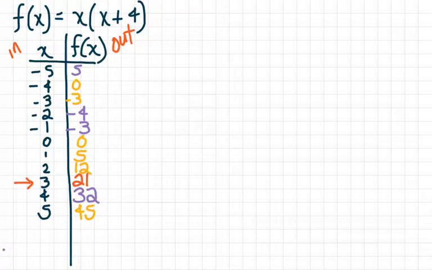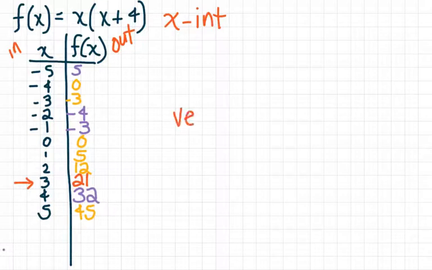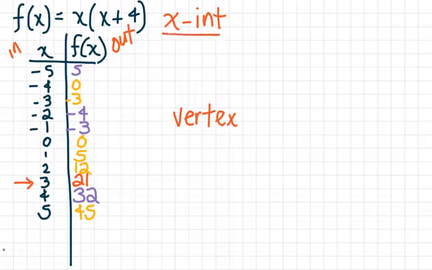So now what we're going to be doing is looking at our table, and we are going to figure out from looking at the table what the x-intercepts are. In addition to the x-intercepts, we're also going to be looking for the vertex, building on what we learned last week. So take a look at the table and see if you can figure out what the x-intercepts and the vertex are.